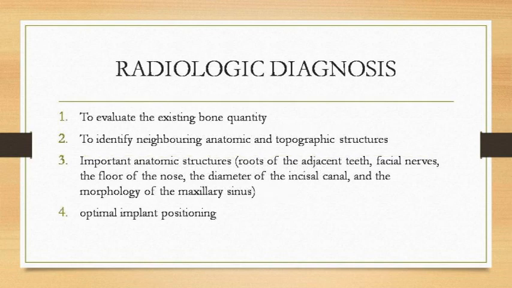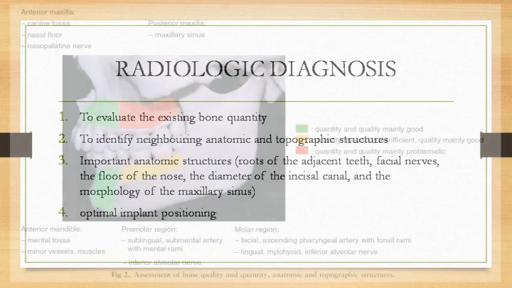Preoperative radiographs are required not only to evaluate the existing bone quantity but also to identify neighboring anatomic and topographic structures which have to be preserved. Important anatomic structures are the roots of the adjacent teeth, the course of the inferior alveolar nerve, the floor of the nose, the diameter of the incisive canal, and the morphology of the maxillary sinus.